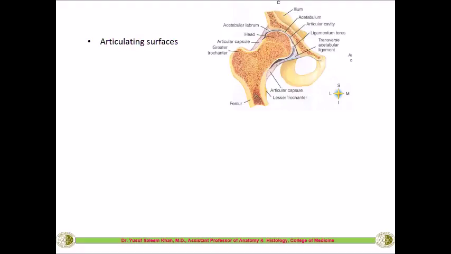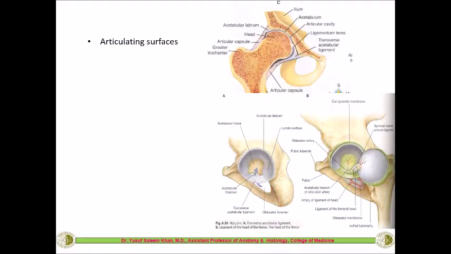If you see the articular surfaces of this joint, as you have already seen, it is between the head of the femur and the acetabulum. In the acetabulum, if you can see here, not everything is articular. There is an articular part and a non-articular part. The articular part is also called the lunate surface, and here there is a notch. This is called the acetabular notch, and it is covered by a ligament called the transverse acetabular ligament.